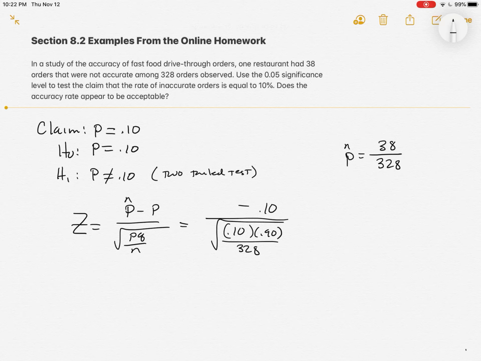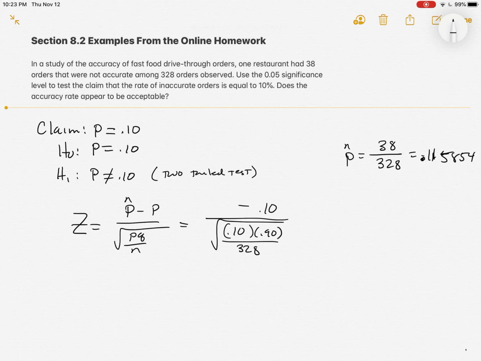Whoops, I typed in something wrong. 38 divided by 328 is 0.115854. So we're looking at a little bit more than 11.5%. Right, your decimal point's right there. So we're seeing the inaccurate orders being at about 11%, and we want to test the claim that it was 10%. The best we can do is debunk that claim and say that it's not 10%. It's got to be closer to 11. But we'll see what we can do.